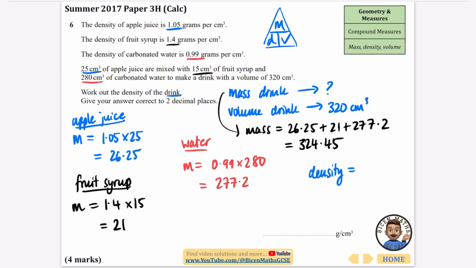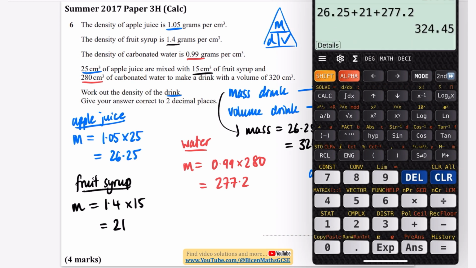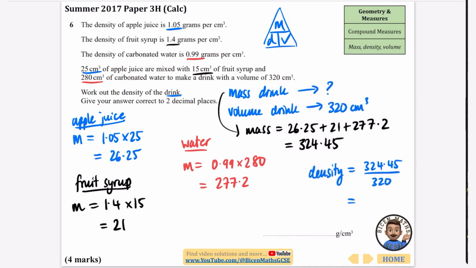Now, combining all of this together, I can say that the density of the drink is the mass divided by the volume, which is 324.45 divided by the volume, which is 320. And that's going to give me my final answer. I'm just going to divide that by 320. And it wants it to 2 decimal places, so it is 1.01. I'm going to put that on the answer line of 1.01.